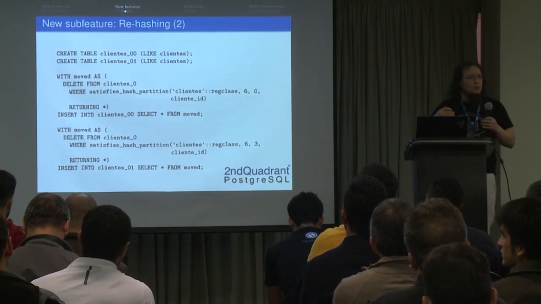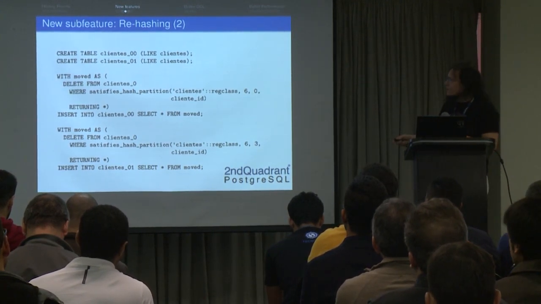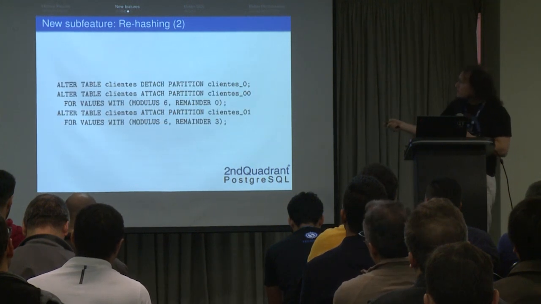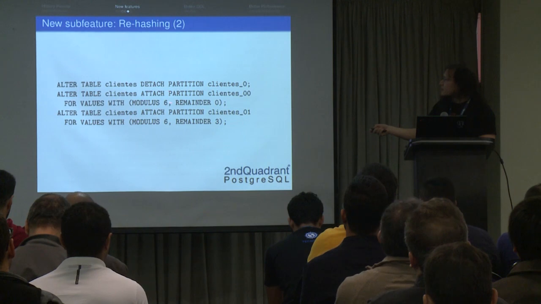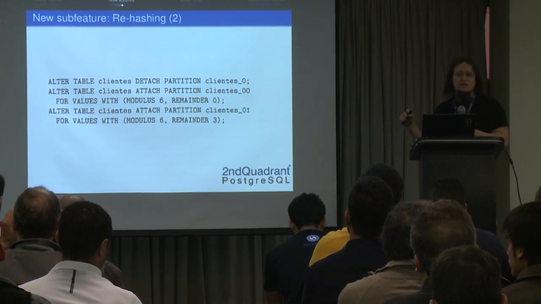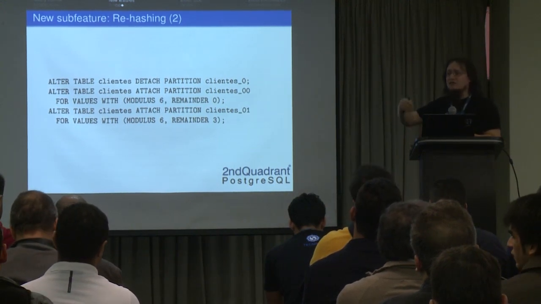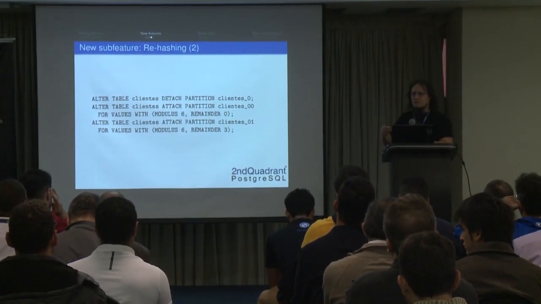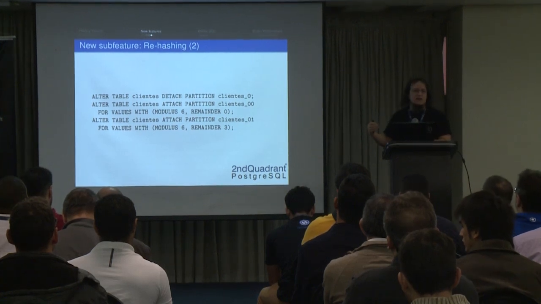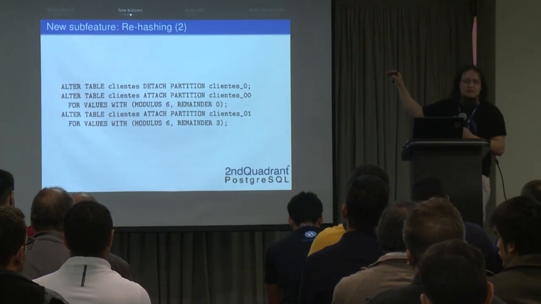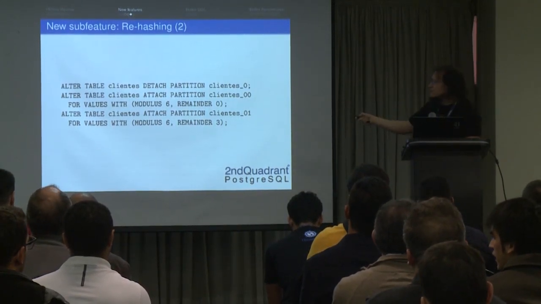So now you moved the rows, and then after this, the clientes 0 partition is going to end up empty, and you can detach the clientes 0 partition and then attach the other ones. So there are some things that you have to be careful about here, such as you don't want anybody inserting tuples concurrently with this, because if clientes 0 is empty after the two deletes, and then somebody else inserts more tuples, you're going to have to repeat. So you probably want to lock the table first, then do all the movements, and then the detach and attach.